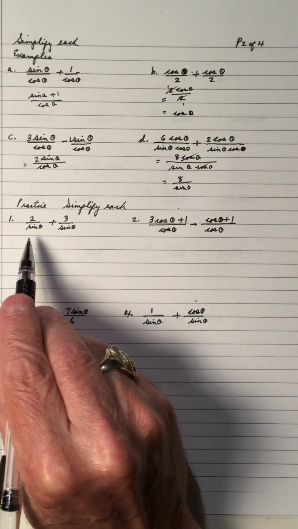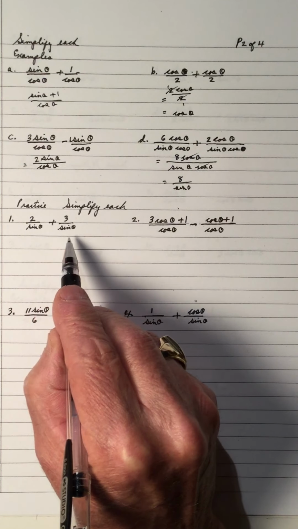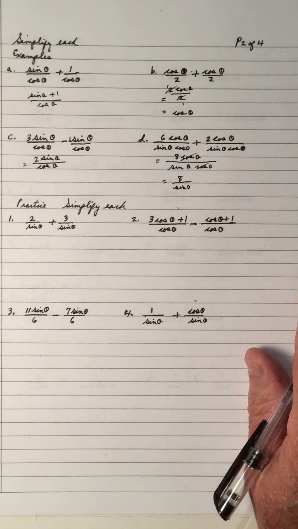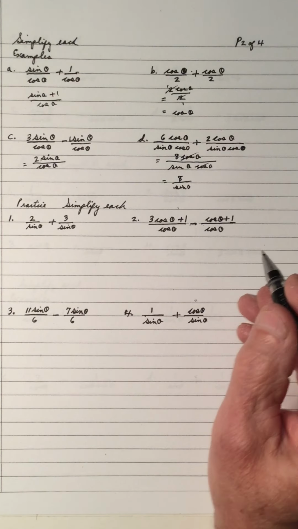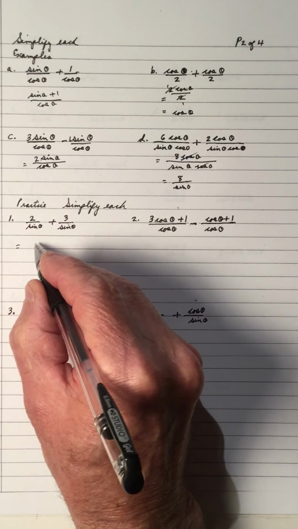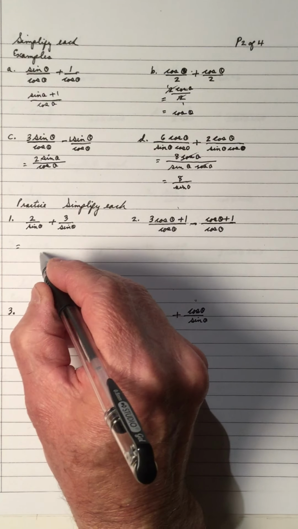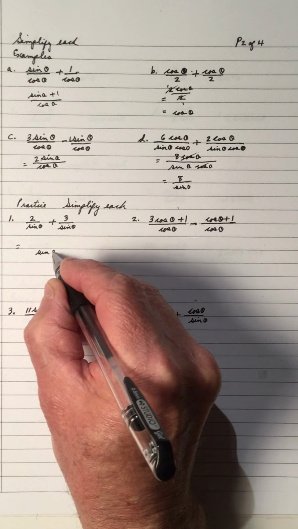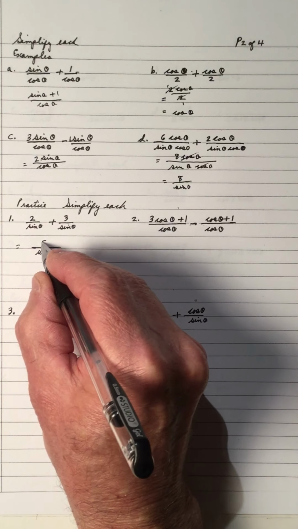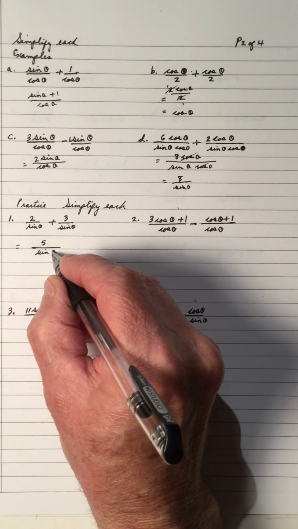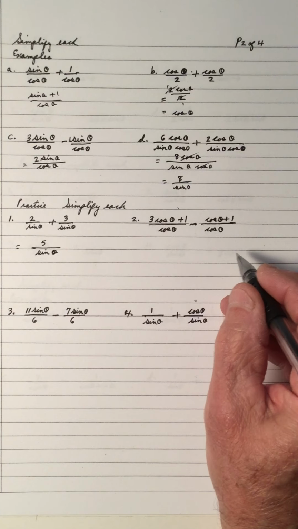And what we have here is some practice. Practice means pause the video and work out the answers, and when you get them done, press play to see if you have them right. The first one, two fractions, same denominator, so let's write down the denominator of sine theta, and we add 2 plus 3 is 5, 5 over sine theta, and simplified.